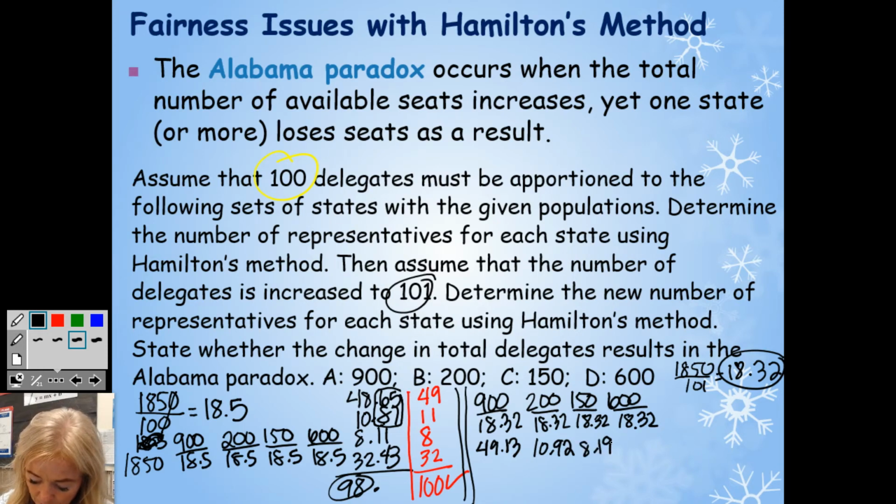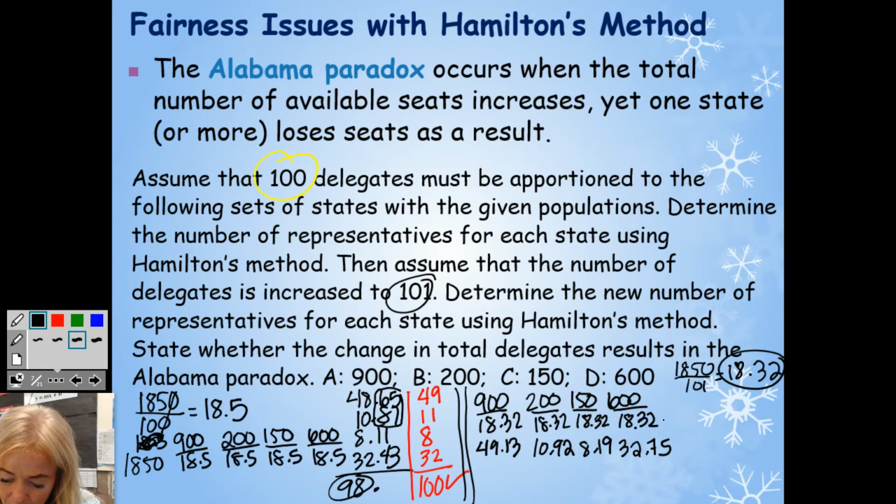And then, oh, just kidding. Oh, how I miss you guys doing all the division for me. 600 divided by 18.32, and that's 32.75. All right, so the number of delegates, let's figure this all out.